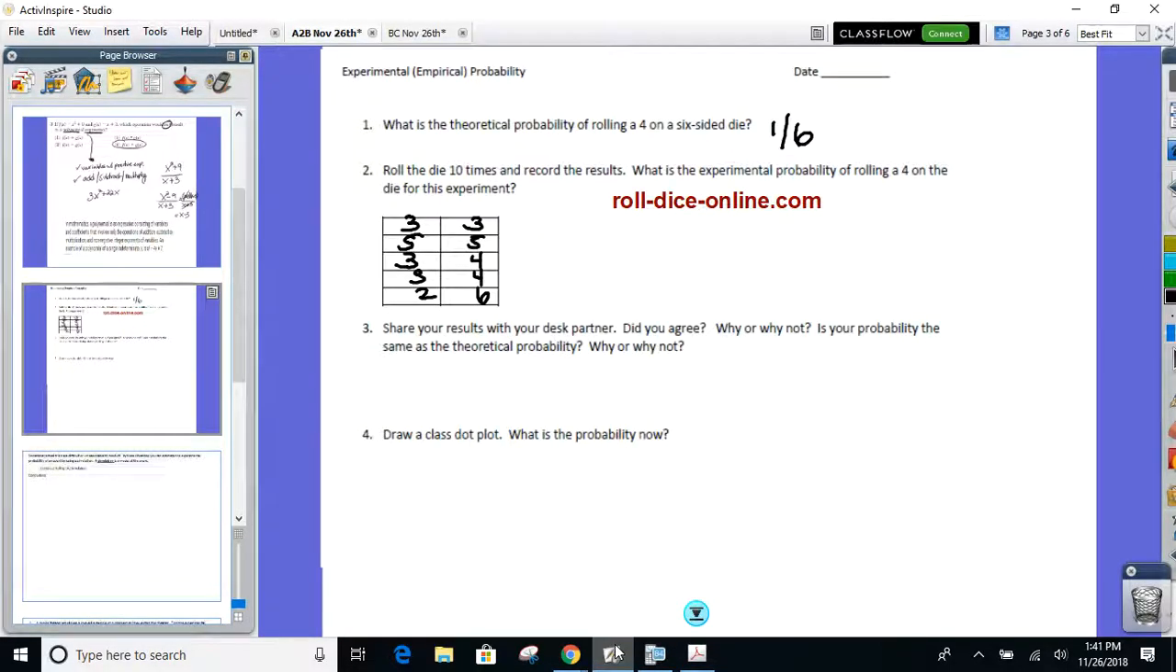All right, here we go. Now, based on those 10 rolls, what's the probability? And it's going to be different from any. What's the probability of rolling a 4 from this experiment? For me, take a look at mine. For me, it's going to be 2 out of 10 or 1 out of 5 if you want to reduce it. So go ahead right now. Find your experimental probability.